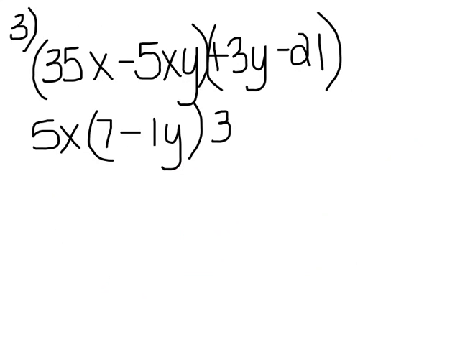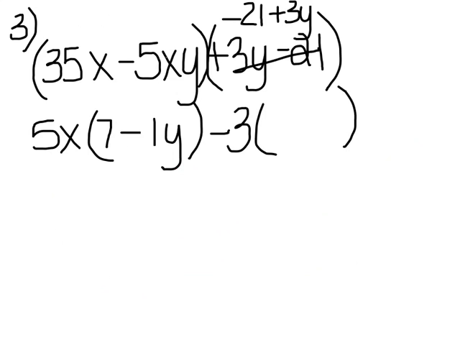So in my second parentheses, I'll have to change this to a negative 21 and a positive 3y. What this does is they're both still divisible by 3, but when I see a negative 21 as my first term in my second parentheses, I'll have to pull out a negative 3. Negative 21 divided by negative 3 is 7. And 3y divided by negative 3 is negative 1y. Now our parentheses are exactly the same.